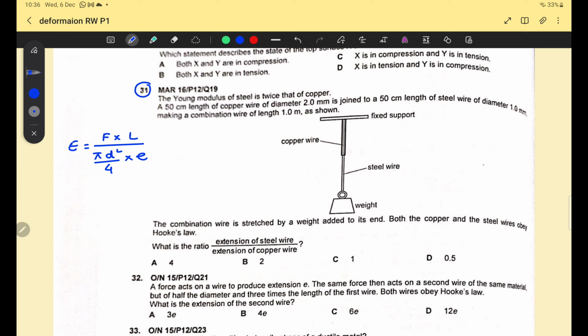And now read the question carefully. Can you tell me which physical quantities I should cut from the equation? Anjum, read the question. Young modulus is twice, length 50 centimeter, diameter 2 millimeter. The combination wire is stretched by a load added to its end. Both the copper and the steel obey Hooke's law. What is the extension? Which quantity can I cancel out?